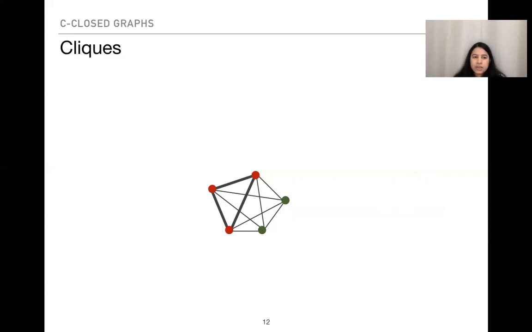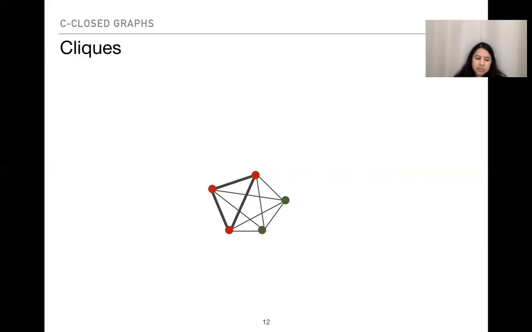And I'm going to describe the backtracking algorithm here just to give you a taste of the kinds of things that we can do in this C-closed setup. So I'm going to describe an algorithm which is a generic clique counting algorithm. A lot of the recent works in clique counting are sort of specialized versions of this algorithm.